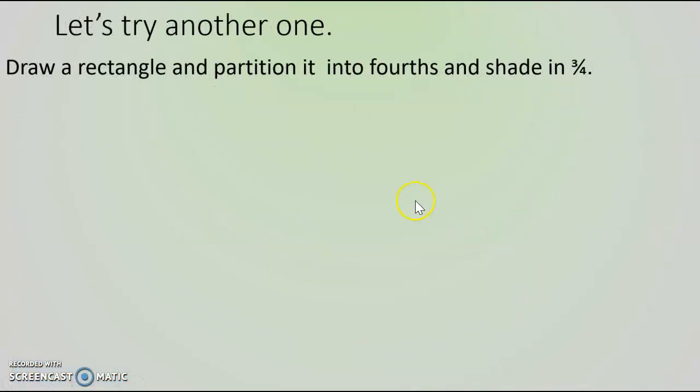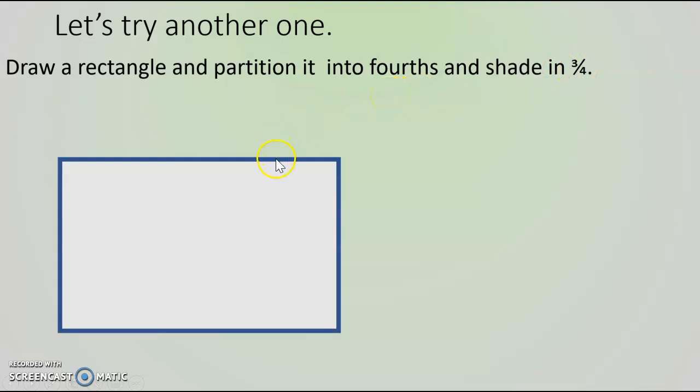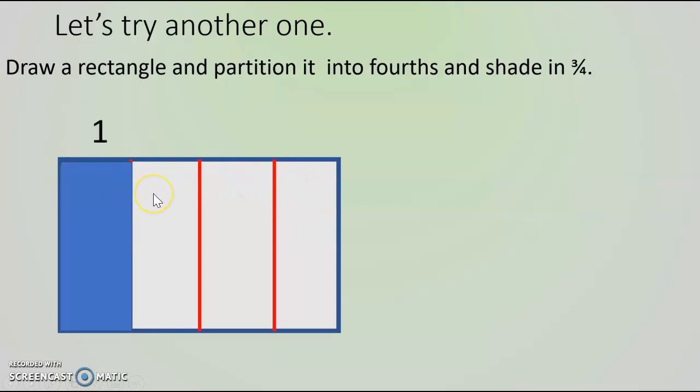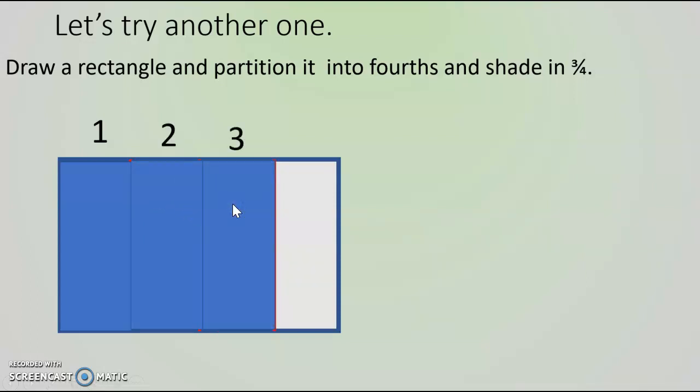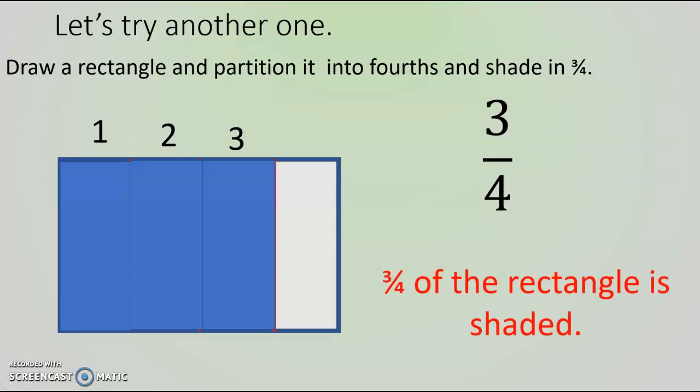Let's try another one. Let's draw a rectangle and partition it into fourths, and we'll shade in 3/4. So here's our rectangle. Now, just like last week, we can partition different ways. We can draw the lines. We'll make 3 lines. So we have 4 parts, and we're going to shade in 3 of them. 1, 2, 3. So 3 out of my 4 are shaded in. 3/4 of the rectangle is shaded.